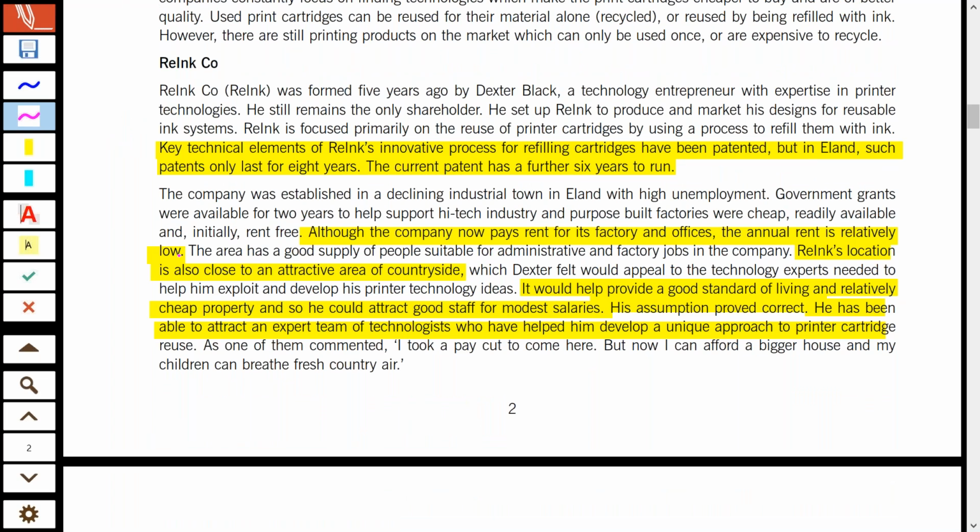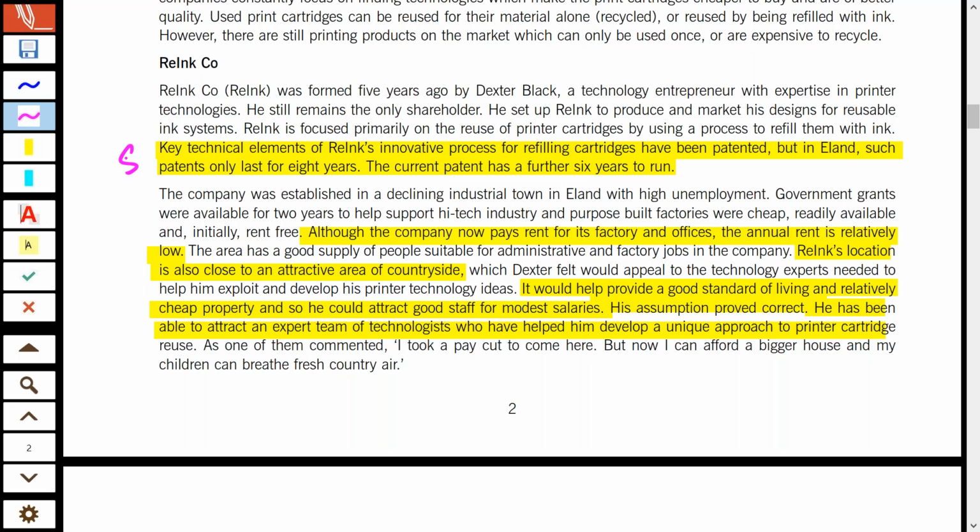Key technical elements of Re-Ink's innovative processes for refilling cartridges have been patented. But in Eland, such patents only last for 8 years. The current patent has a further 6 years to run. That's actually good. So we have kind of patented our process. For those of you who don't know patent, whenever you come up with something innovative, you can have it patented by the law. Patented means that no other supplier can produce the same or similar kind of product. So it gives you some protection because others can't copy your product. So patent is always good. It reduces the competition. It gives you protection. So this is a strength because the company took the patent. It was their decision to immediately patent their innovative process.